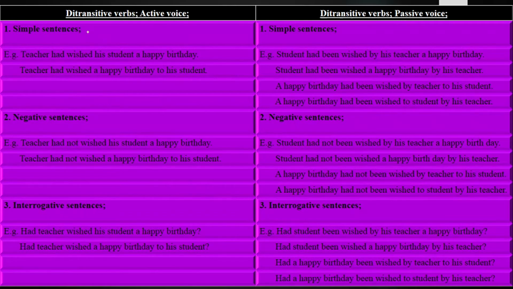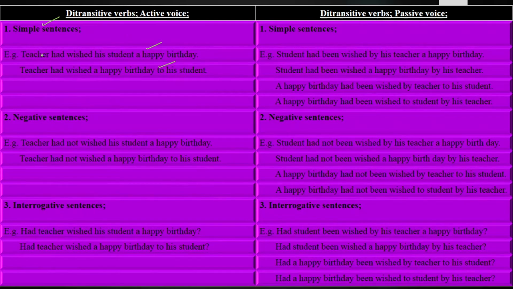First we will take simple sentences and change them in the past perfect tense. Simple sentences are those sentences which make a simple statement. Teacher had wished his student a happy birthday. Teacher had wished a happy birthday to his student.